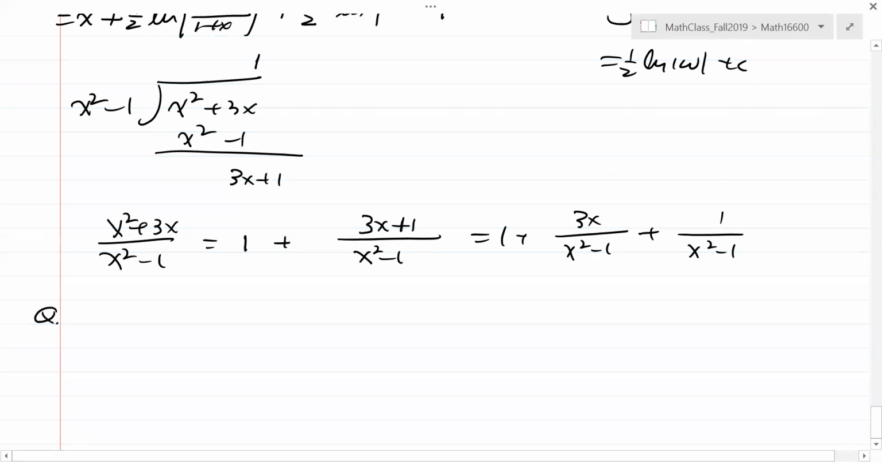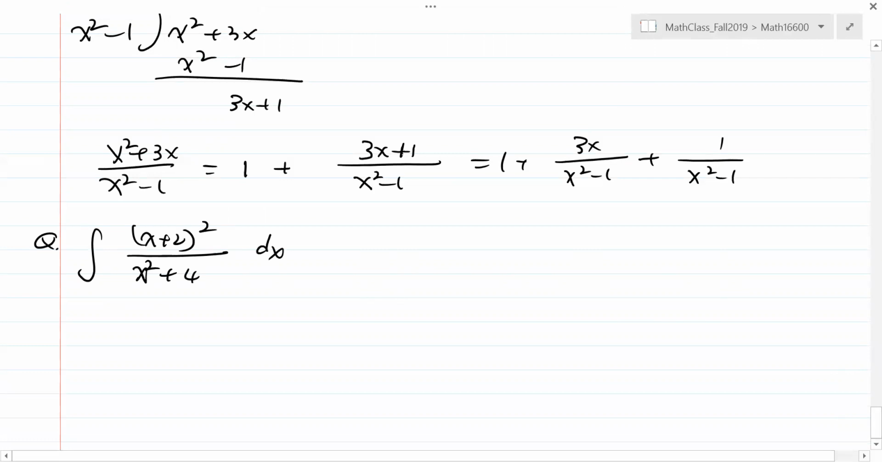Okay, so let's do the next problem. So how about this? The integral of x squared plus 4 over x plus 2 squared dx. You can use a long division to simplify a little bit. That's a pretty standard way to do it. Or you can play some tricks to decompose it.